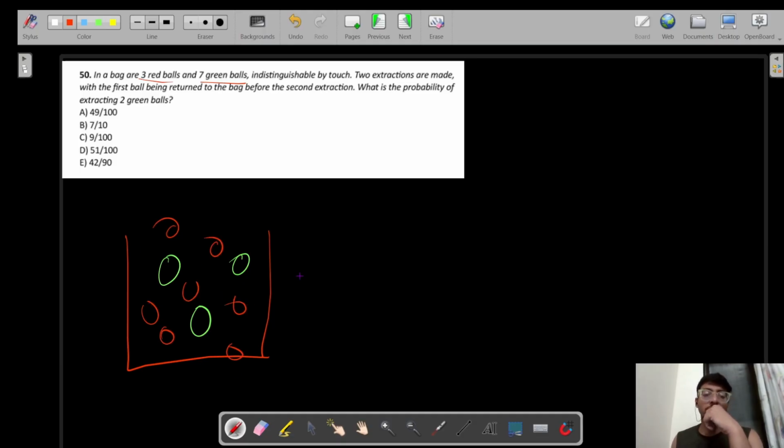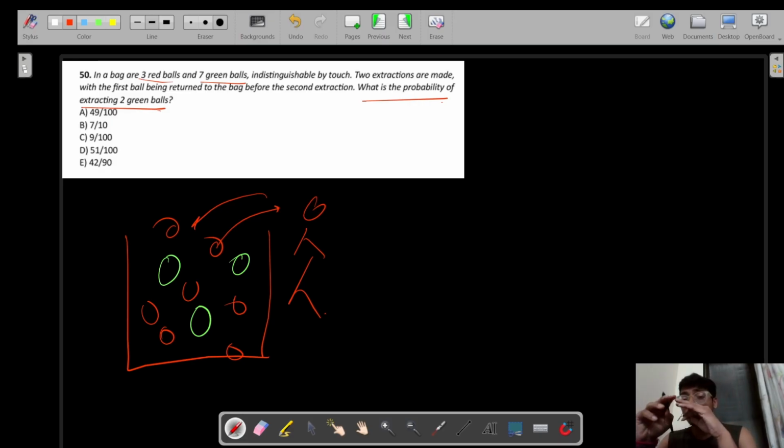And there's a person standing next to it, extracting a ball, checking its color, then putting that ball back, and then taking out another ball and checking its color. He wants to know the probability of extracting two green balls in two successive extractions. He wanted to know what is the probability of extracting two green balls, right?